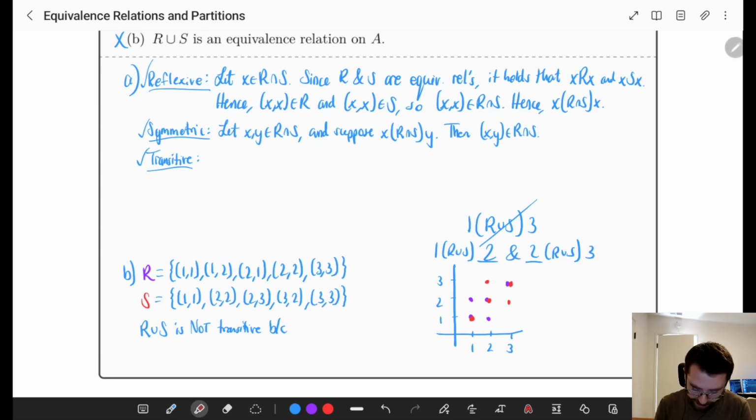Right? 1 is related to 2 because this dot's in the union. 2 is related to 3 because this dot's in the union. But 1 is not related to 3 because this dot's missing. So there we go. Let's just write that down.